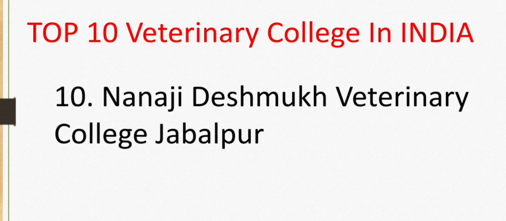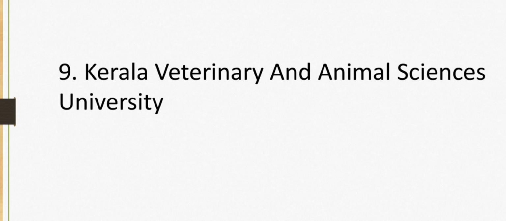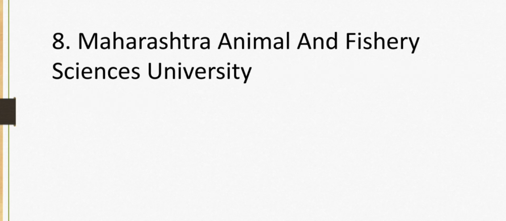So the top 10 veterinary colleges in India are as follows. So starting with the number 10, that is Nanaji Deshmukh Veterinary College. This is located in Jabalpur, Madhya Pradesh. Number 9 is Kerala Veterinary and Animal Sciences University. Number 8 is Maharashtra Animal and Fisheries Science University.